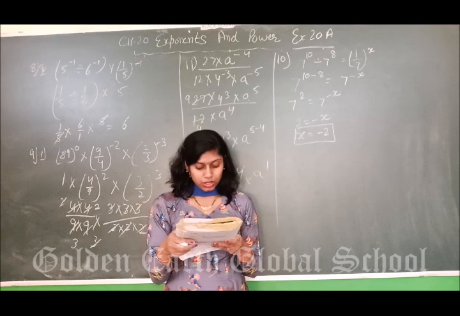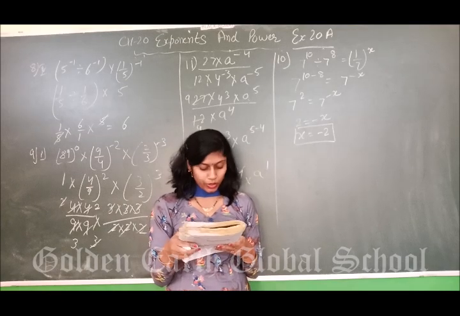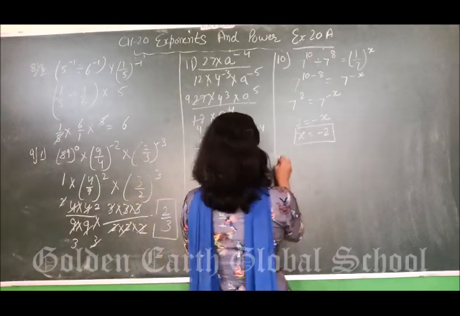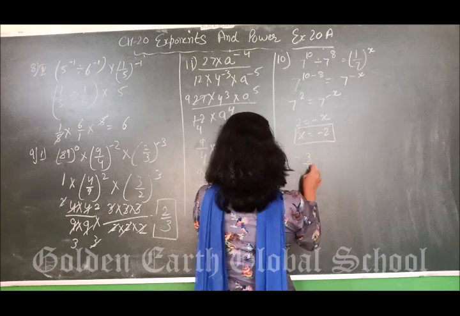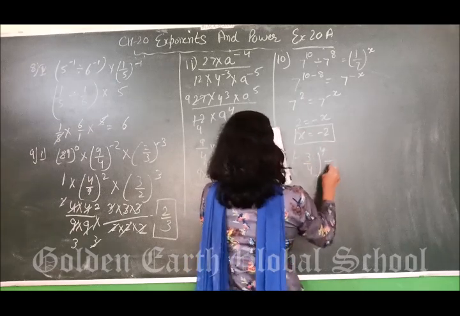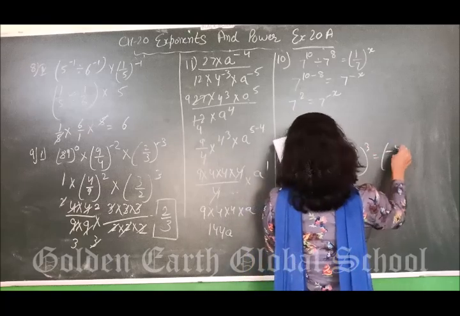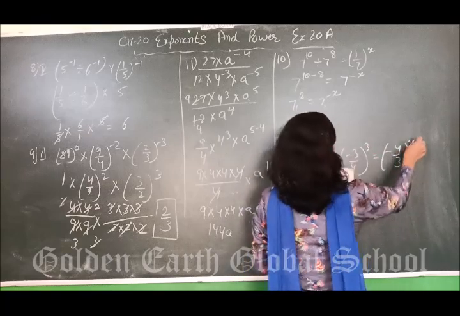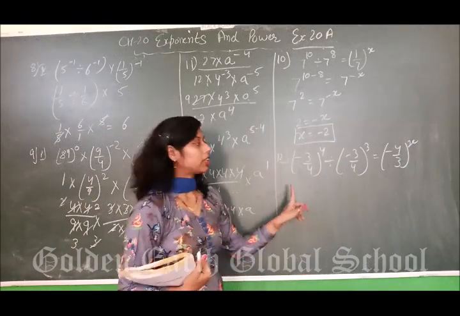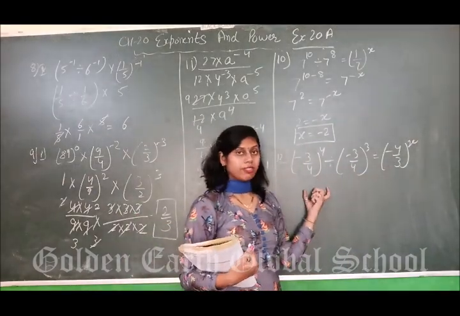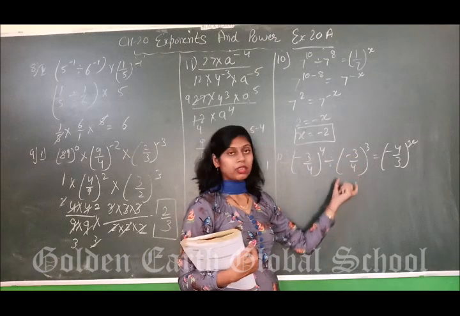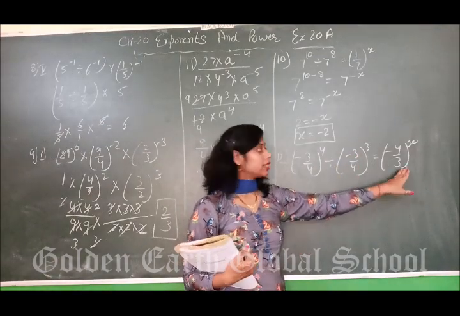Again, 11th question is same. We will solve 12th question. Minus 3/4 raised to power 4 divided by minus 3/4 raised to power 3 equals minus 4/3 raised to power x. Firstly we have to make the base same. Left hand side bases are same, minus 3/4, and right hand side there is minus 4/3.